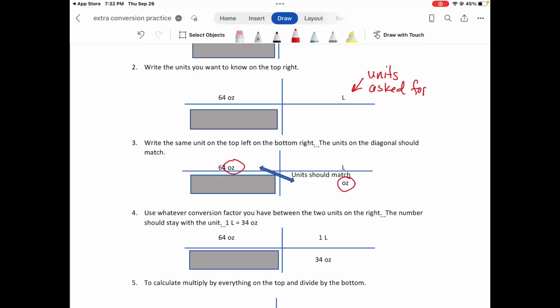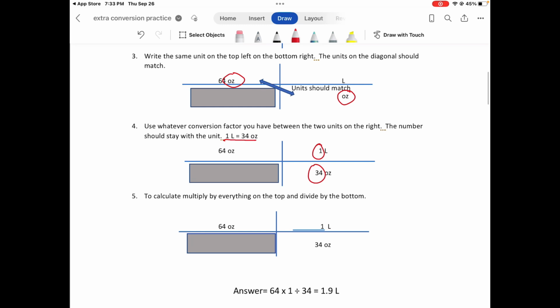All right, and then we look up the conversions. So you're going to have a sheet of conversions, like you have on the top of your assignment. And we know that 1 liter is equal to 34 ounces. So we put the 1 in front of the liter, we put the 34 in front of the ounces.